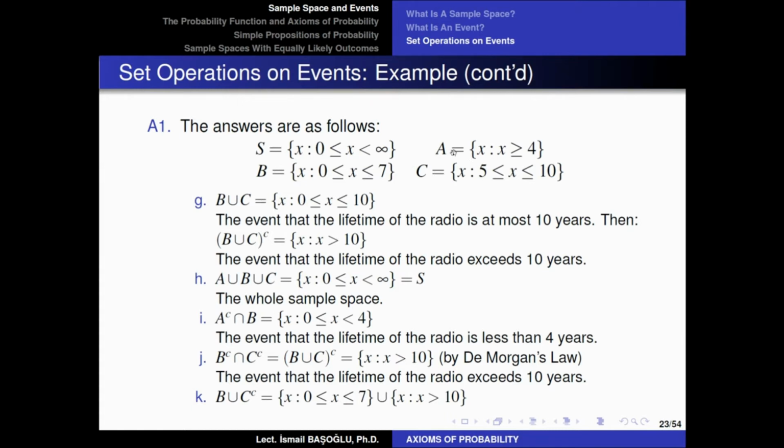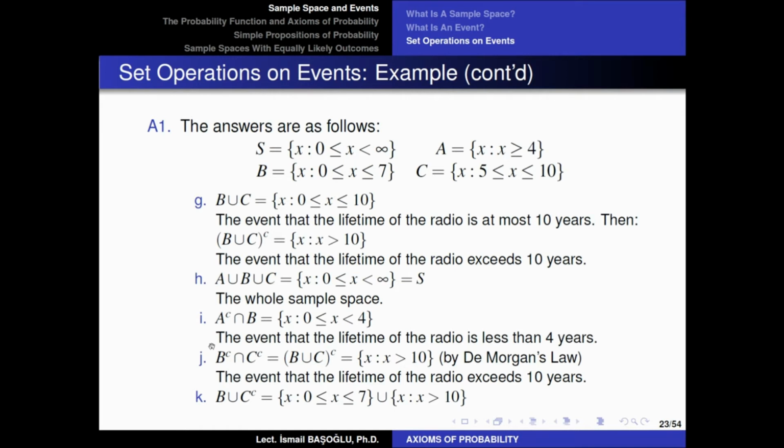How about A complement intersection B? First, we need to determine A complement. Remember, A complement is everything else in the sample space other than the outcomes in A. And A complement contains real values which are less than 4 and greater than or equal to 0. So the interval starting from 0 until 4, and 4 is exclusive, is A complement. And that A complement set is going to be a subset of B as well. Therefore, if you take the intersection of A complement and B, you are going to get A complement exactly, which is the event that the lifetime of the radio is less than 4 years.